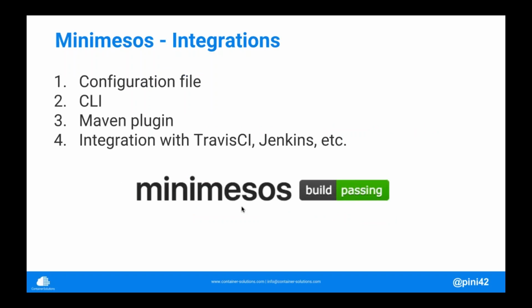Mini Mesos also has a configuration file and integrations with all kinds of things, with Maven, with continuous integration tools, and this really allows us to develop microservices or distributed applications using the same tools as we used to use for monoliths.